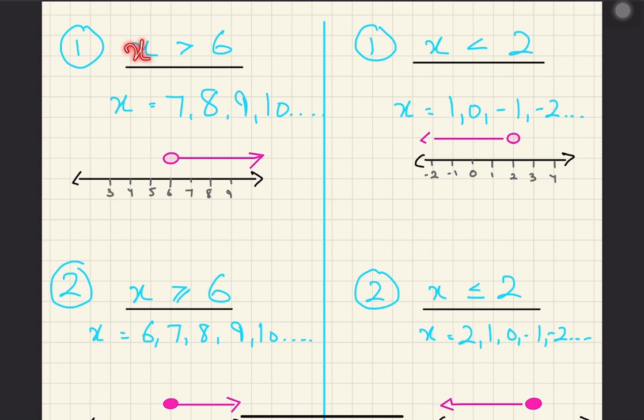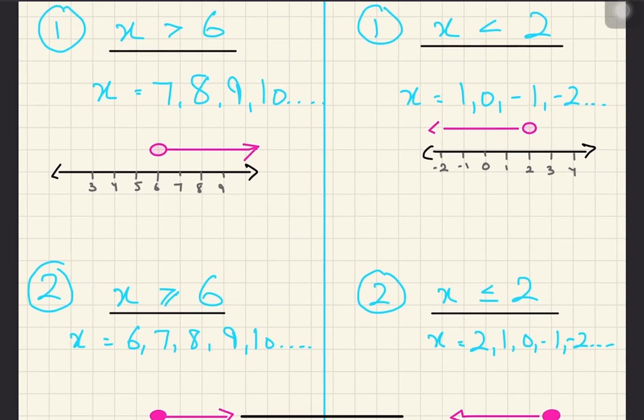So you have x is greater than 6. X is greater than 6 means the values of x are greater than 6. So they can be 7, 8, 9, 10. Now if I want to represent this whole thing on a number line, I'll draw a number line over here and make a hollow circle over here, and because it's greater than 6, I'll make my arrow over here to show the greater side of it. Why a hollow circle? Because 6 is not included.